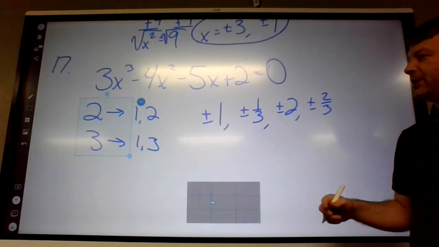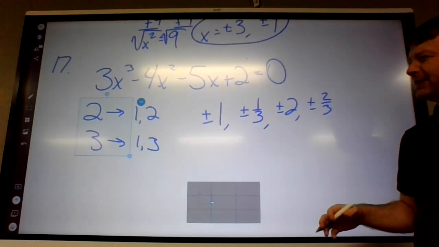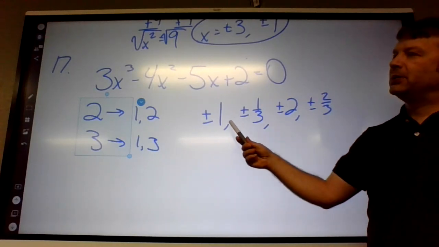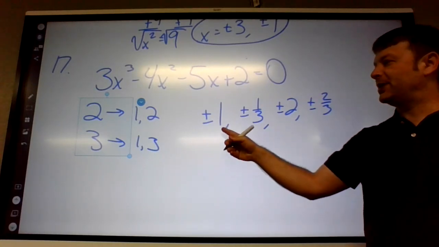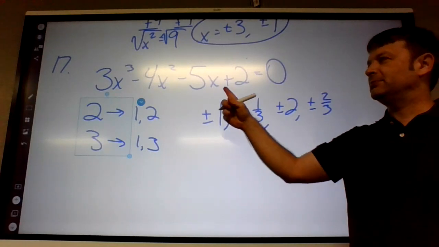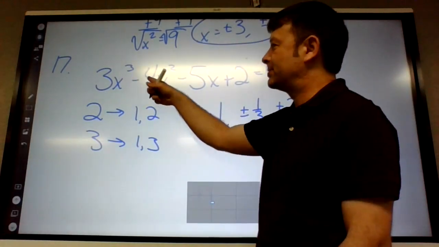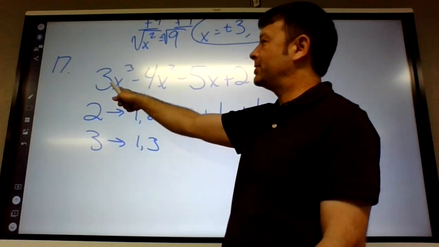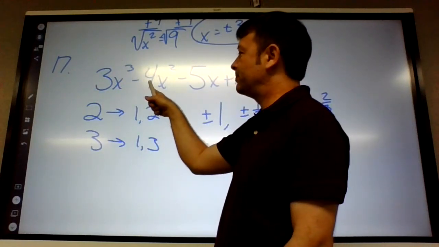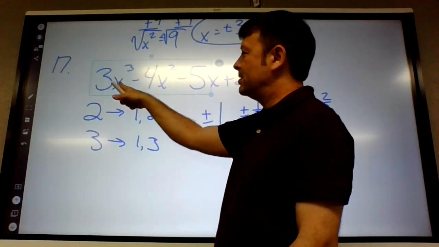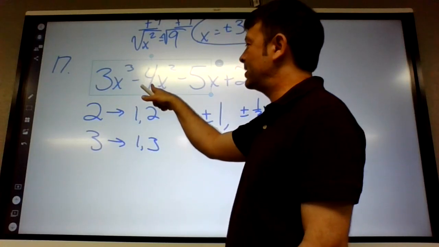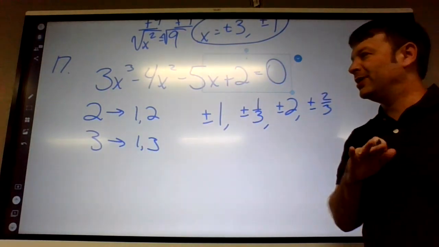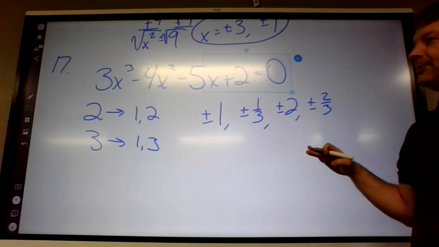Okay, now what do I do with that? Put it into synthetic. Plug it in. You could start with synthetic. I like to plug 1 in normally because it's easy. I don't need a calculator. When you plug in 1 here, this just turns into a 3. This is a minus 4. This is a minus 5. So 3 minus 4 is -1, minus 5 is -6, plus 2 is not 0. 1 is not going to work, so I'm not going to waste time doing synthetic.